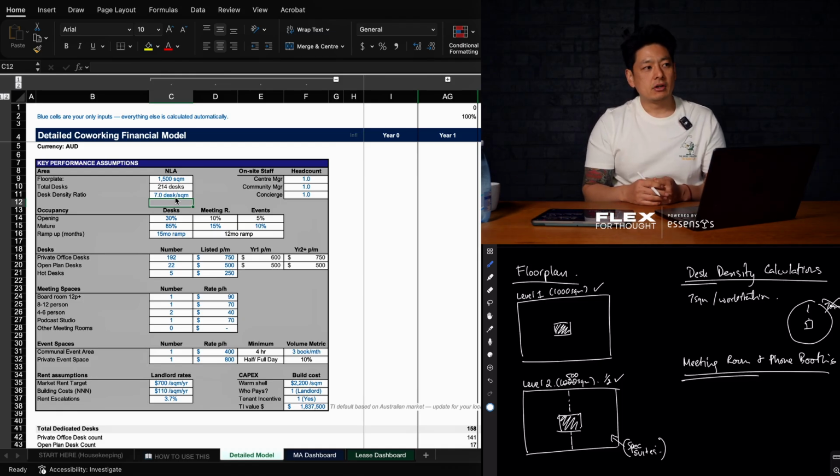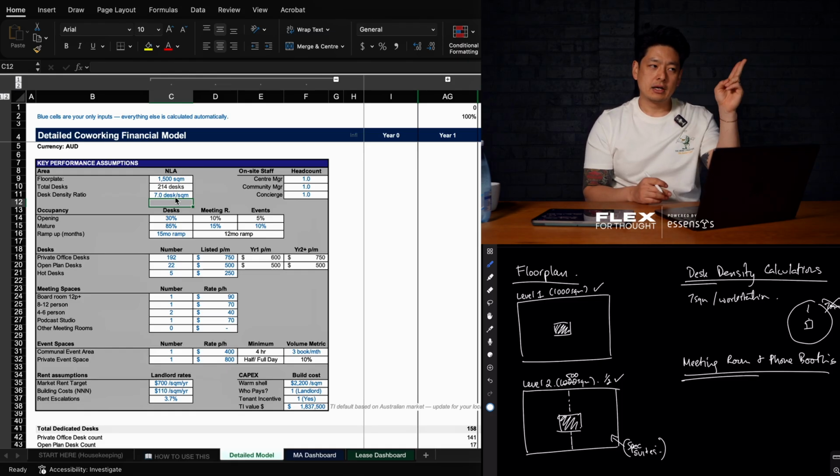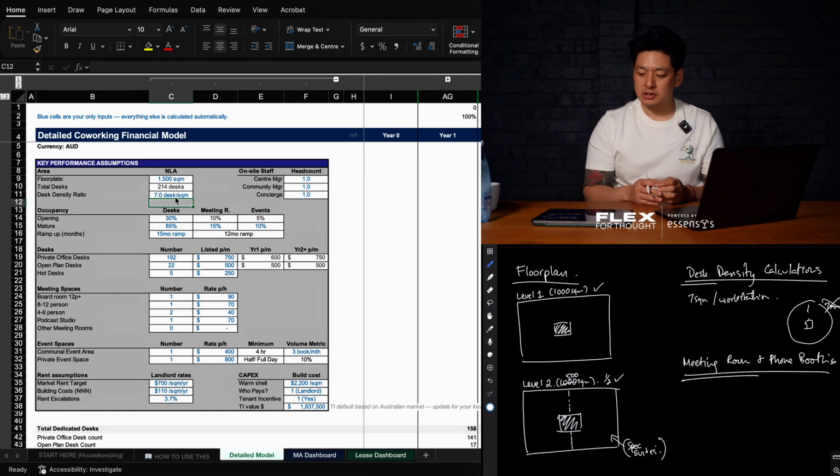It's basically a methodology that every operator and market, even the white label ones like what I do, have a general understanding of what number they can allocate to their workstation density.